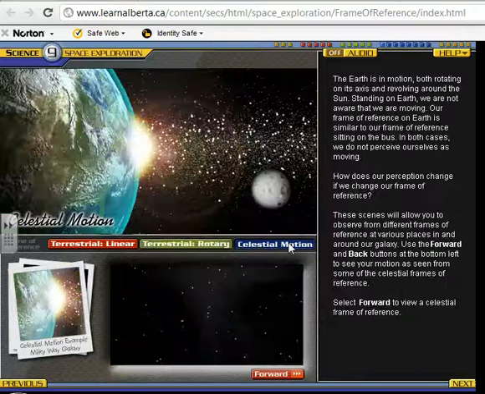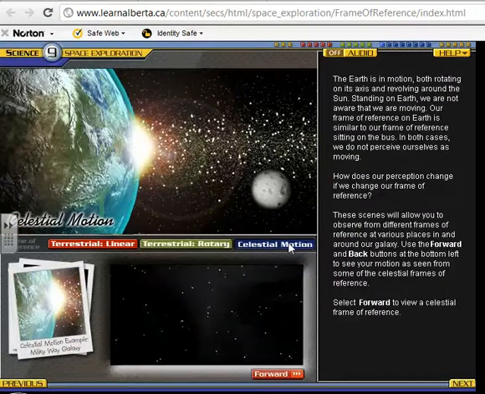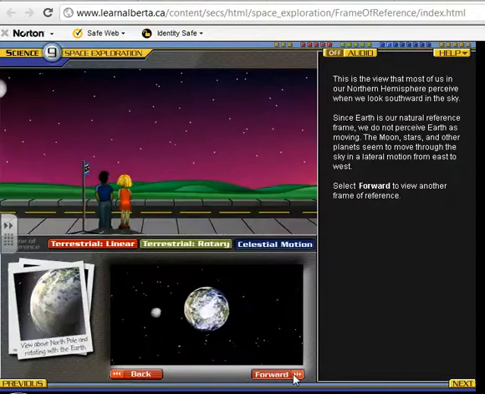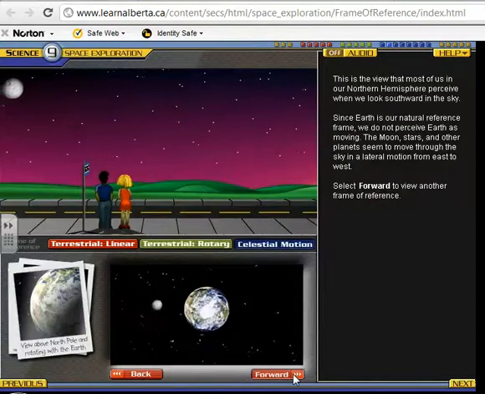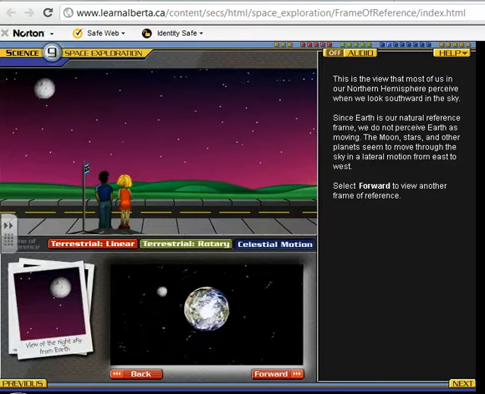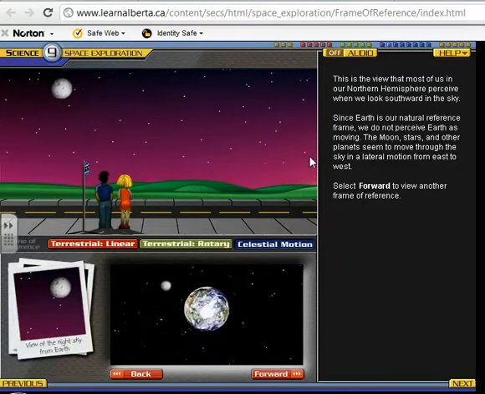So this brings us to celestial motion. This is why we're here. Celestial motion is the movement of the sun, the earth, the moon, the stars, anything in the universe, essentially. So the first thing we are going to look at is the point of view of the night sky from the earth. This is what we see. This should not be unfamiliar to us. We are standing on the earth. Everything looks like it is moving.